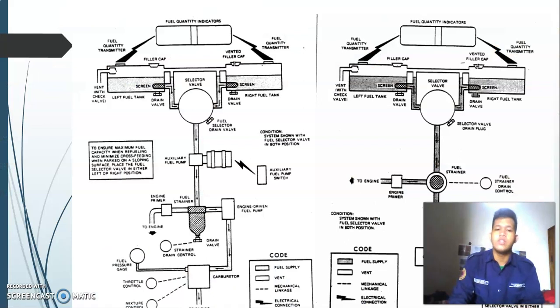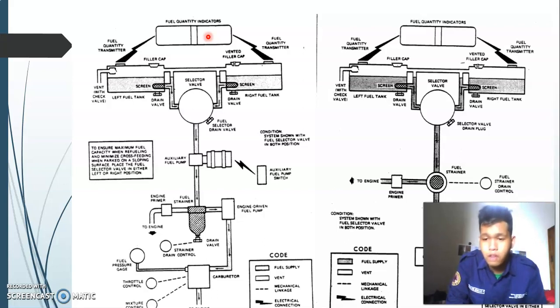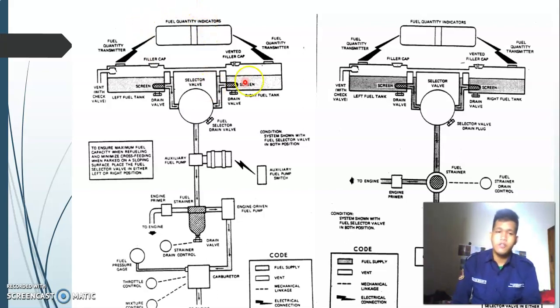So now we move to the inside of a fuel tank. This is an image of the fuel tank, and that is a description of the fuel tank. The fuel tank is a rigid metal tank installed in the inboard panel of each wing. So the fuel tank is placed in the left and right wing of the Cessna 172. In the fuel tank there are the fuel quantity indicator, fuel quantity transmitter, fuel cap, filler cap, and here is a screen, selector valve, drain valve, right fuel tank, left fuel tank.